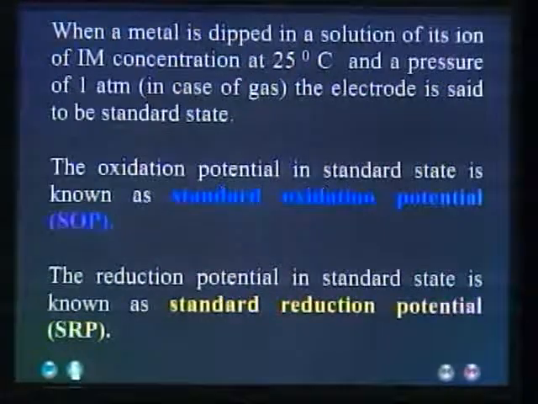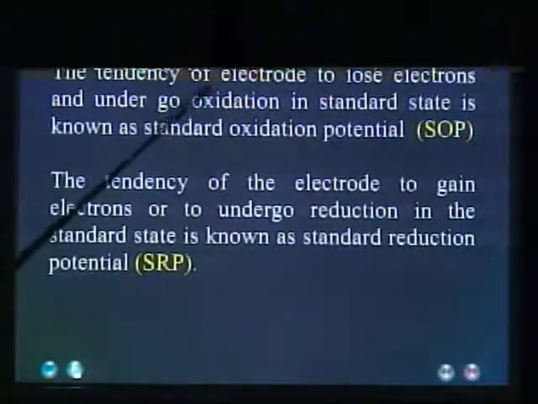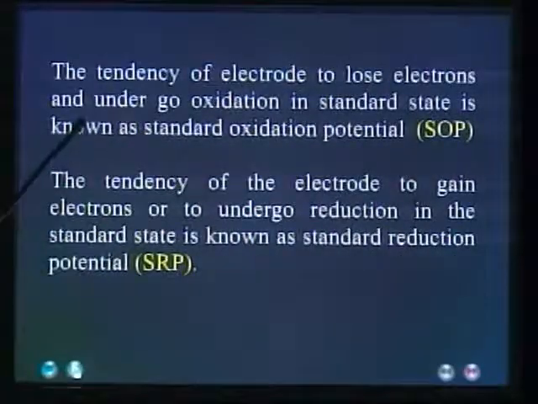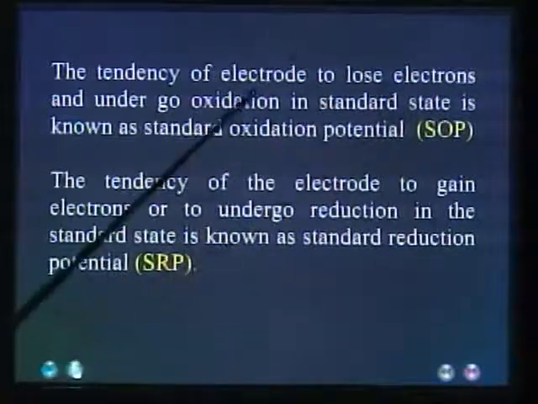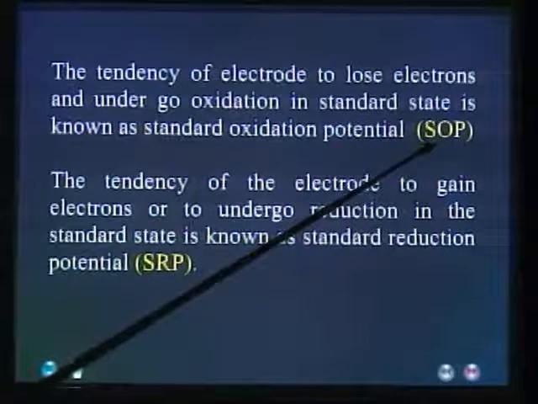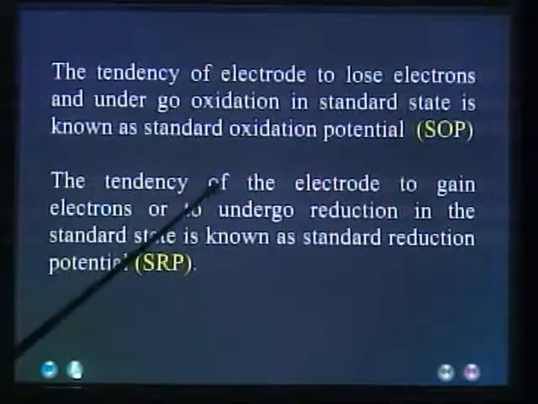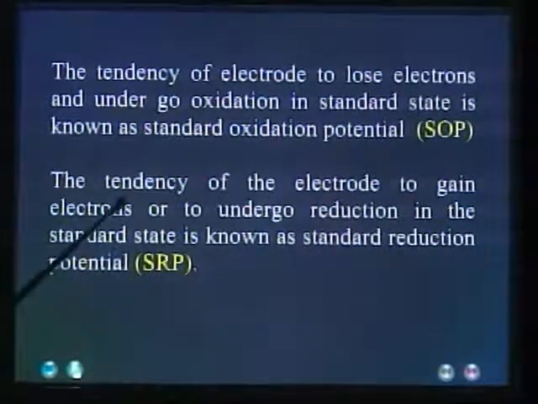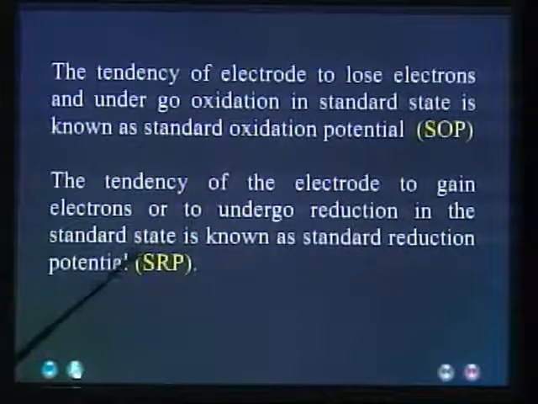The actual definitions of these two can be given as follows. The tendency of the electrode to lose electrons and undergo oxidation in standard state is known as standard oxidation potential, abbreviated as SOP. Similarly, the tendency of the electrode to gain electrons or to undergo reduction in the standard state is known as standard reduction potential, which is abbreviated as SRP.